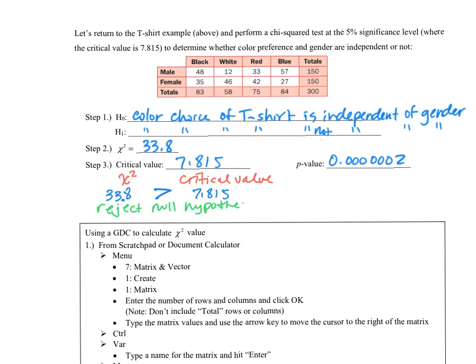And let's talk about what that means. Remember what the null hypothesis was? It was that the color of t-shirt is independent of gender.